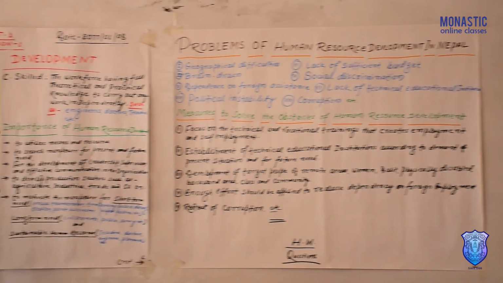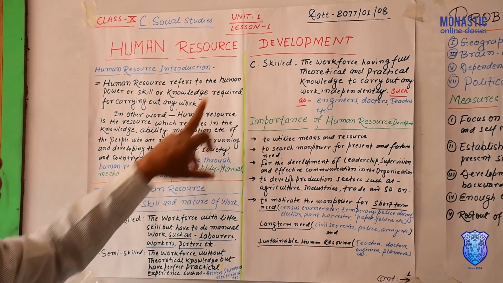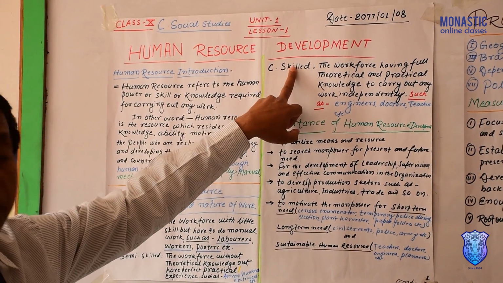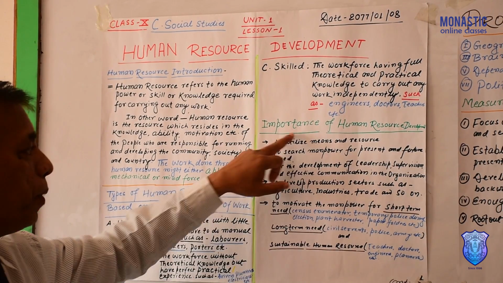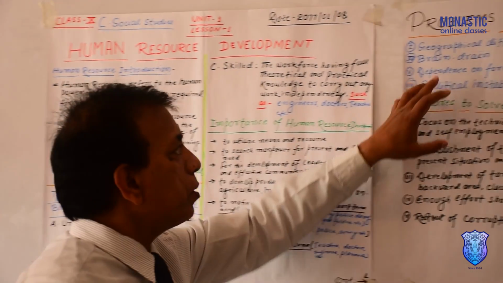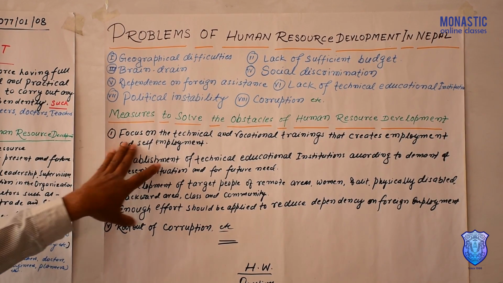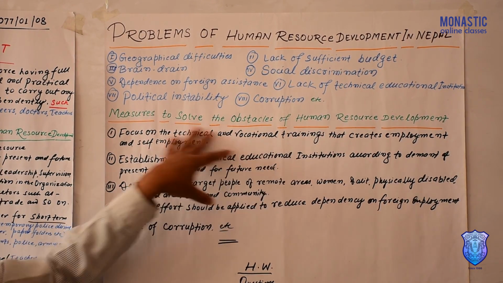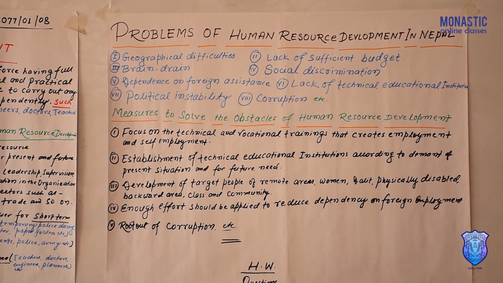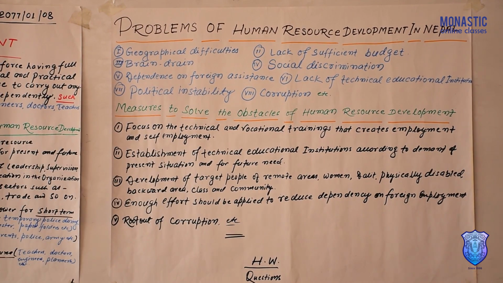Today we have seen human resource development, introduction of human resource, types of human resource: unskilled, semi-skilled, skilled human resource, their definition, and the importance of human resource development. Some points are also given here. What are the problems of human resource development? Some points are also given here. Finally, you can see the measures to develop the human resource of the country. So these are all here today for your information.